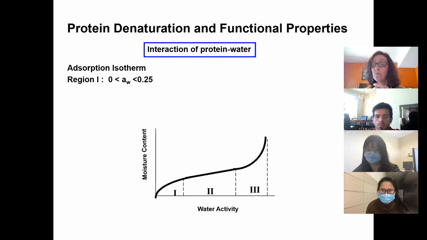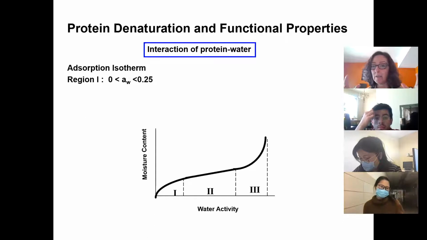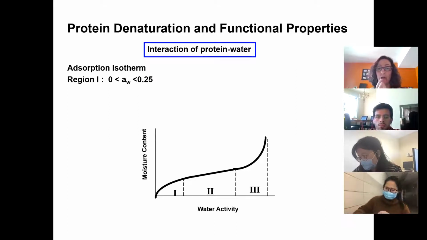So, interaction with water. This is important because there are a lot of systems that depend on protein-water interaction, so I will give an overview of that. You all love isotherms, right? I don't like isotherms, but they explain a lot of things sometimes. An isotherm is the relationship between moisture content and water activity, and we do have 3 distinct regions that we will talk about in relation to the protein only.